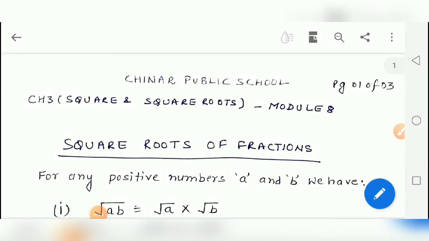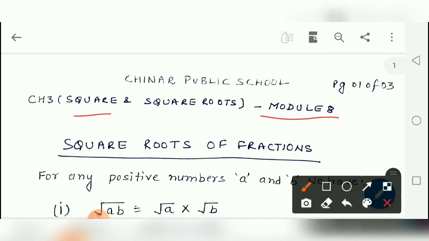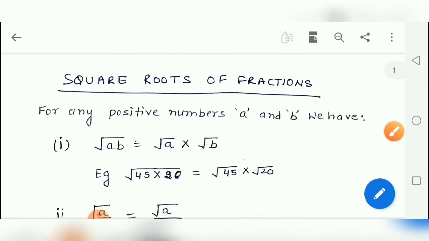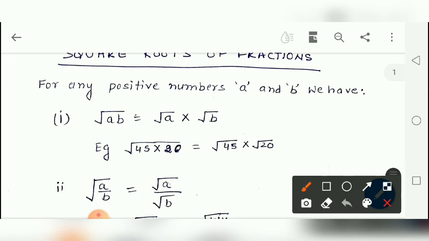Good morning, students. Today is our module 8 of the same chapter, squares and square roots. Today we will do square roots of fractions. Now, there are two rules.